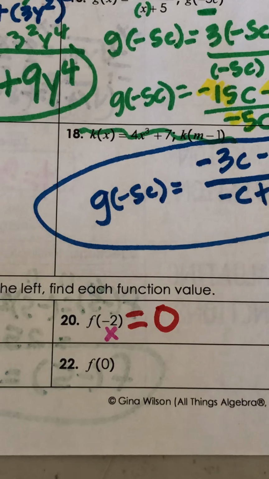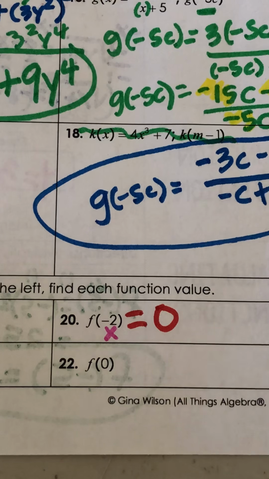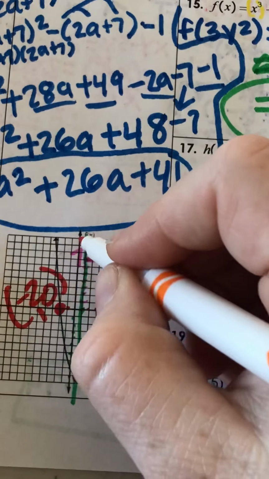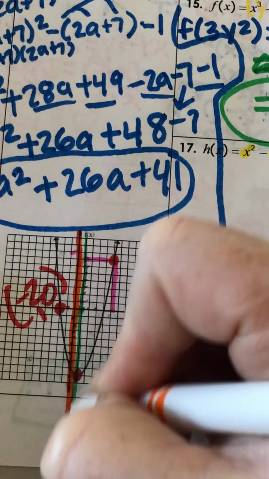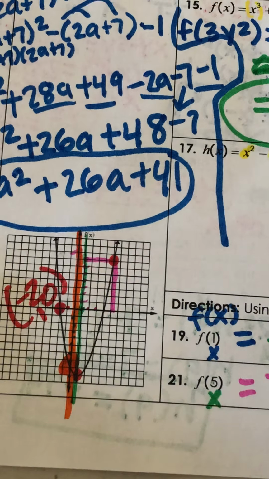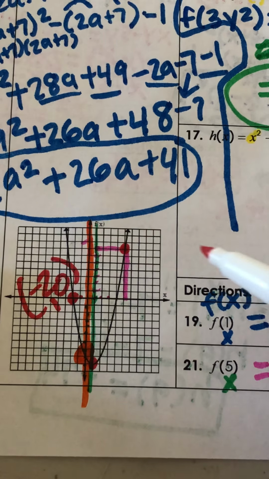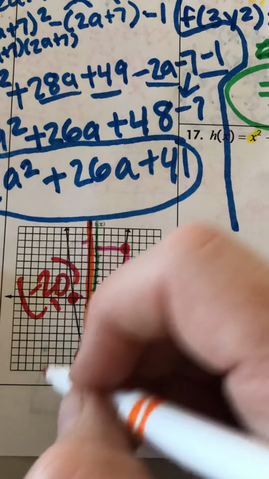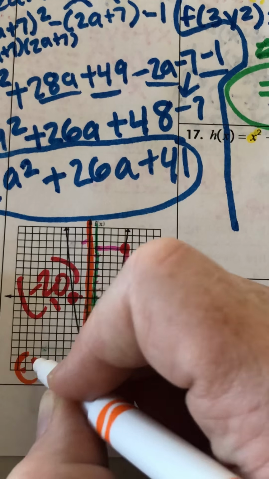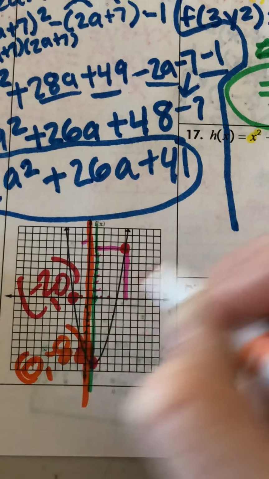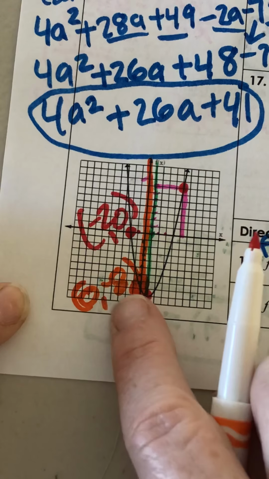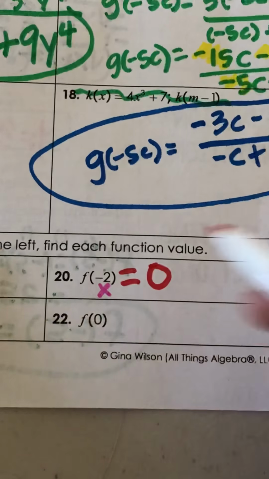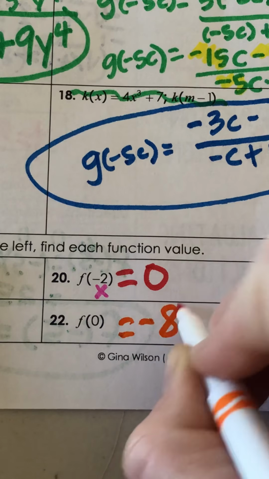Okay, let's do that for 22 then. f of 0 means where the x is 0. Well, that's hitting the graph right here, which is the point 0, negative 5, 6, 7, 8. So f of 0 is negative 8. That's the y value on that graph. Okay, that's it.